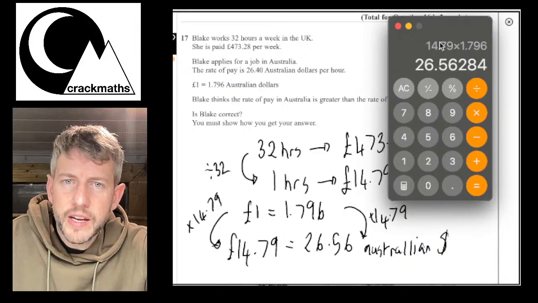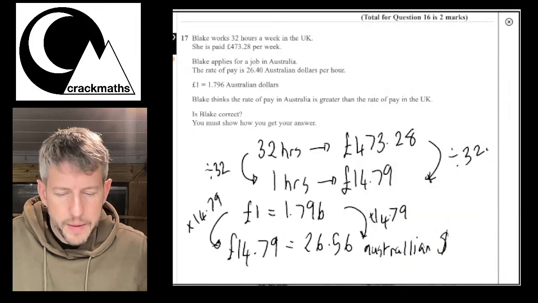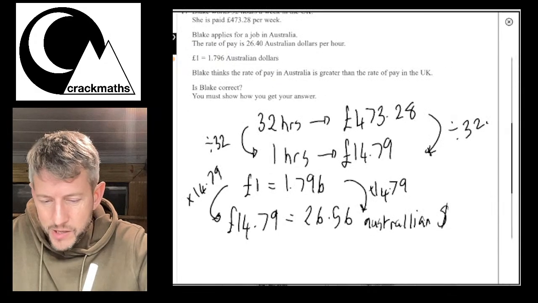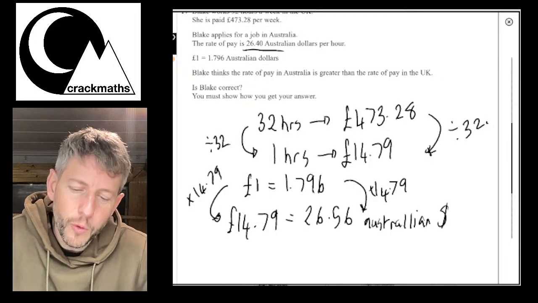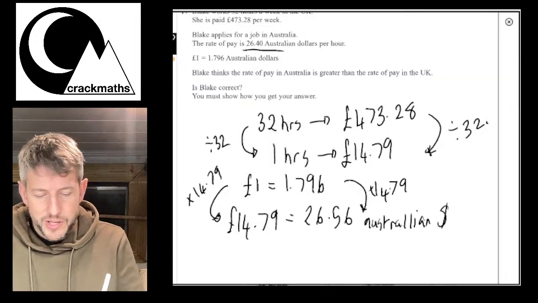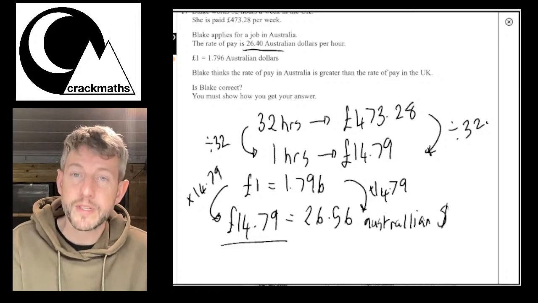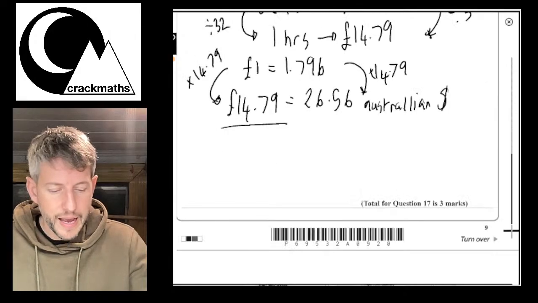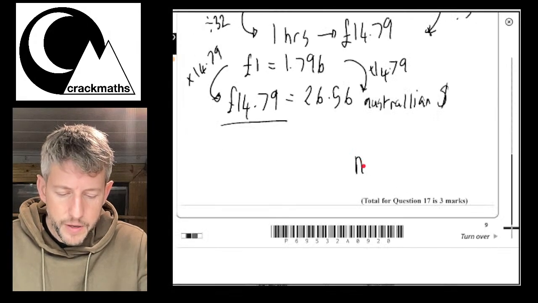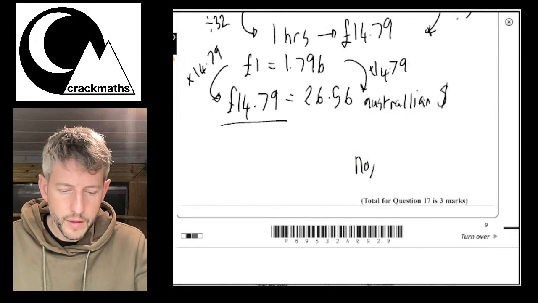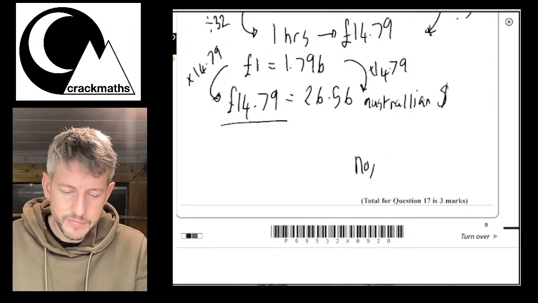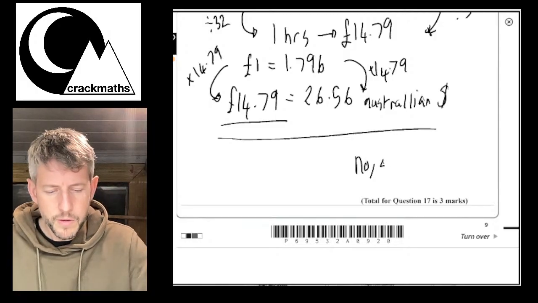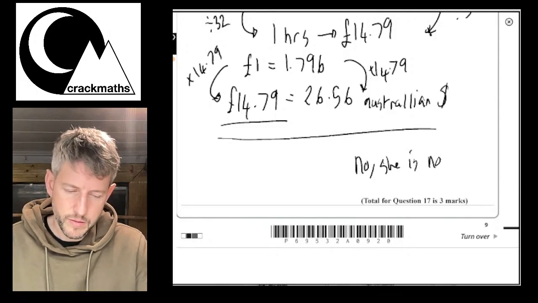Okay, so what does that mean then? Is she going to get paid better in Australia? No, she's not. It sounds like so much more money, 26.4 Australian dollars per hour, but actually, she's getting paid more when she earns £14.79. So is Blake correct? You must show how you got your answer. We've shown it here in our working out. We don't have to write anything else there. No, she is not correct.